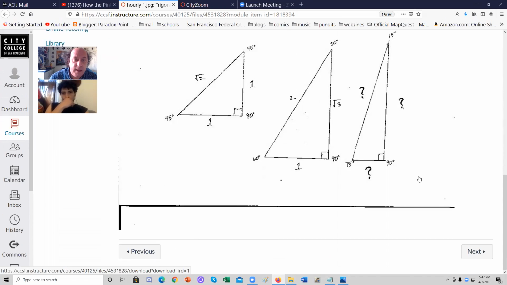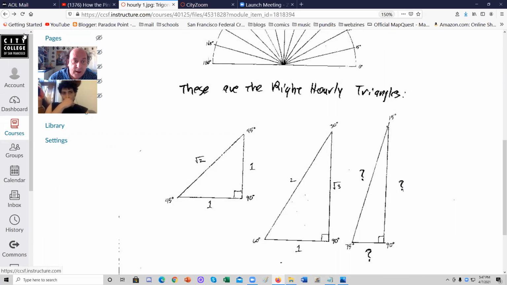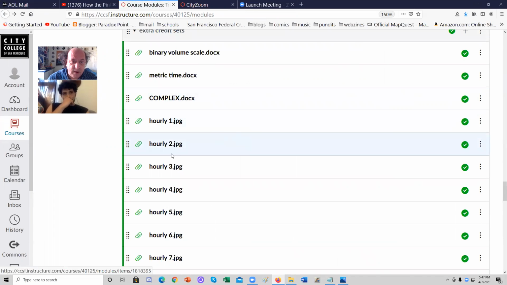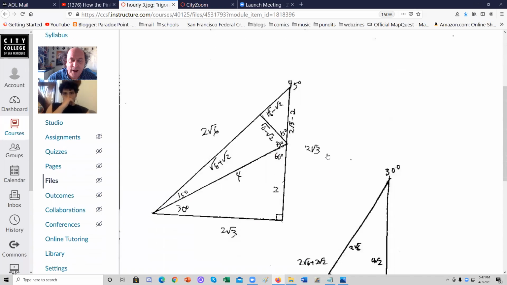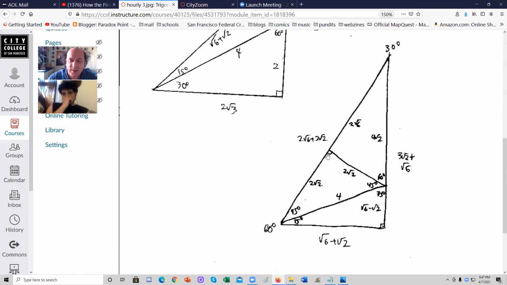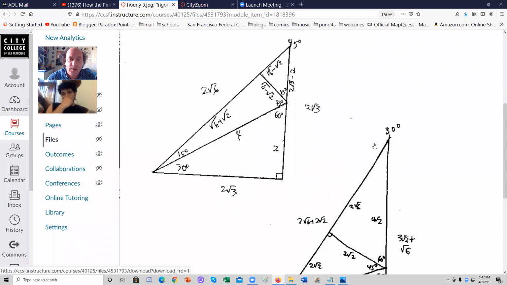Okay, well, here we go. Now, actually, we can find trig functions of 15 and 75 degrees by using angle subtraction and addition formulas on 30, 60, and 45 degrees. Also, you can derive it oneself from any of a number of what I call right hourly dissections of right hourly triangles. Let's, for instance, take this one, the 45 degree right triangle, and break it into here's a 30, 60, 90 triangle, here's a 45, 45, 90 triangle, and in here is a 15, 75, 90 triangle.